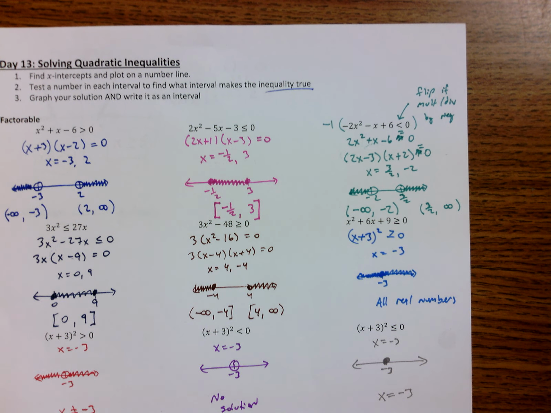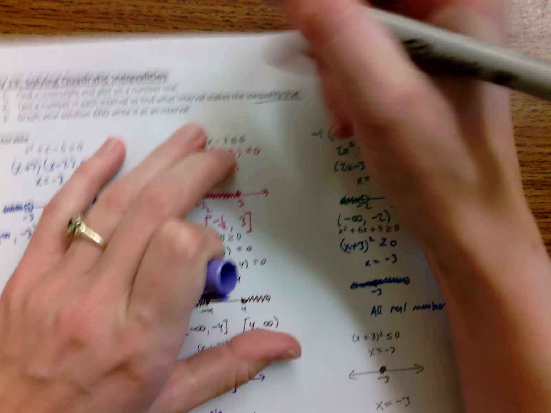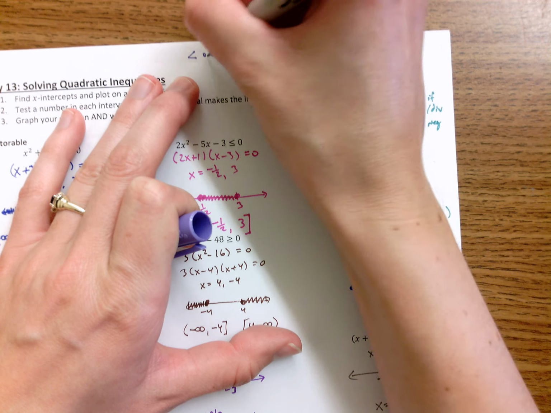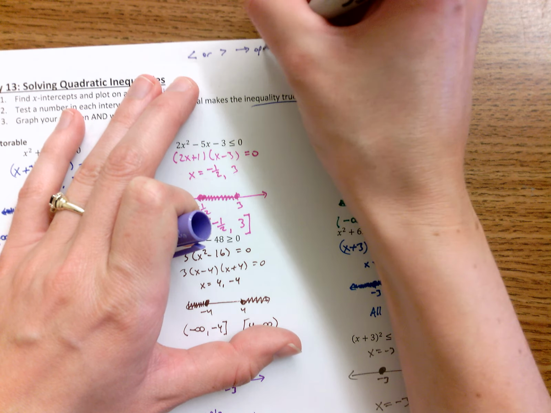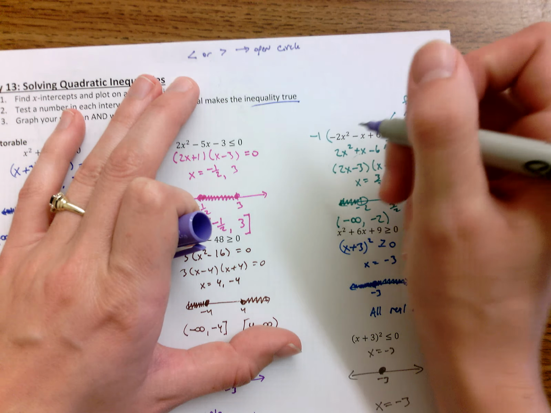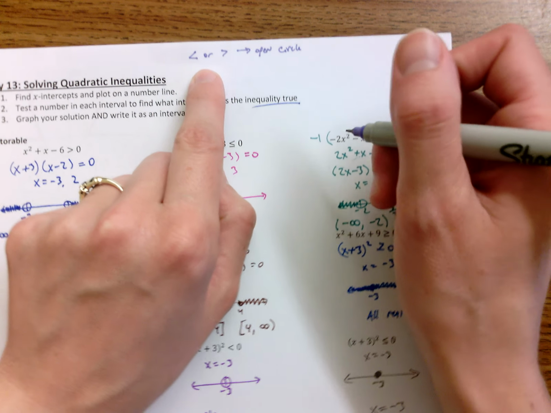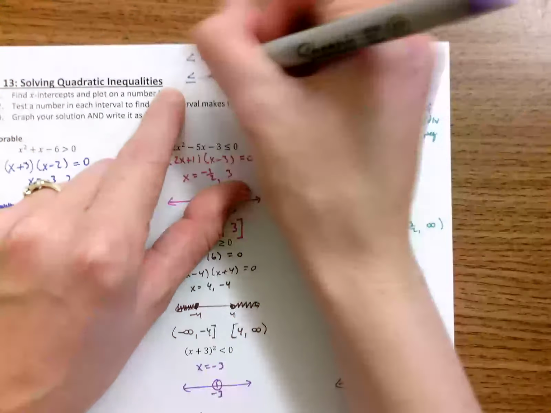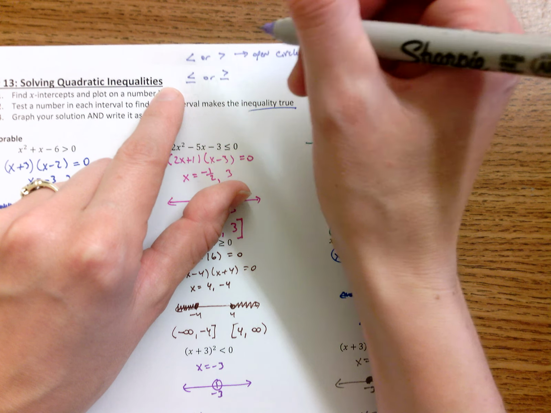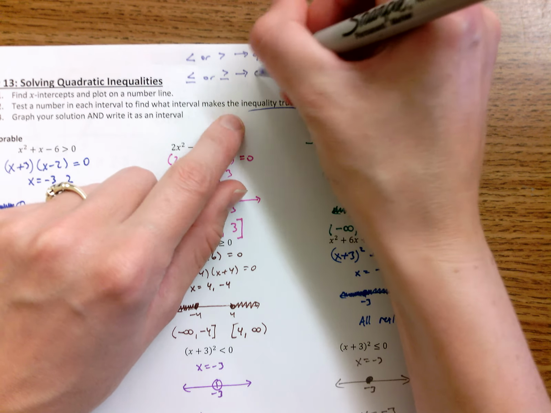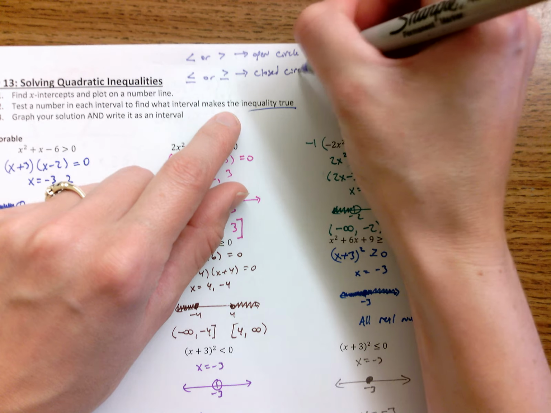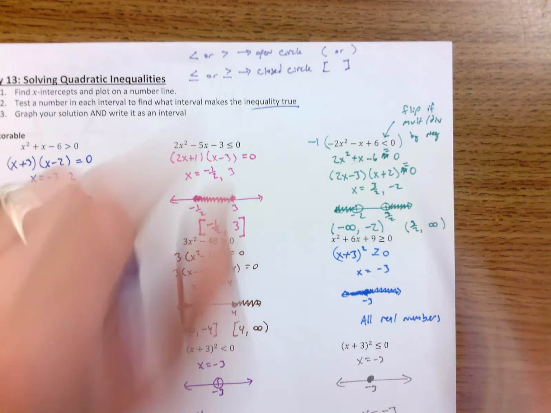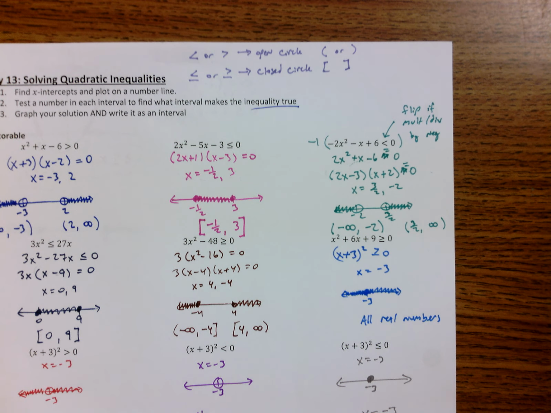Make sure that you're okay with your different symbols and that you know which one's which. Specifically, know that when you have just a less than or just a greater than, you're going to do an open circle, and when you write your notation, you're going to use parentheses. And if you have less than or equal to or greater than or equal to, you're going to have a closed, filled-in circle and you're going to use square brackets. All right. And that is solving inequalities that are quadratic.